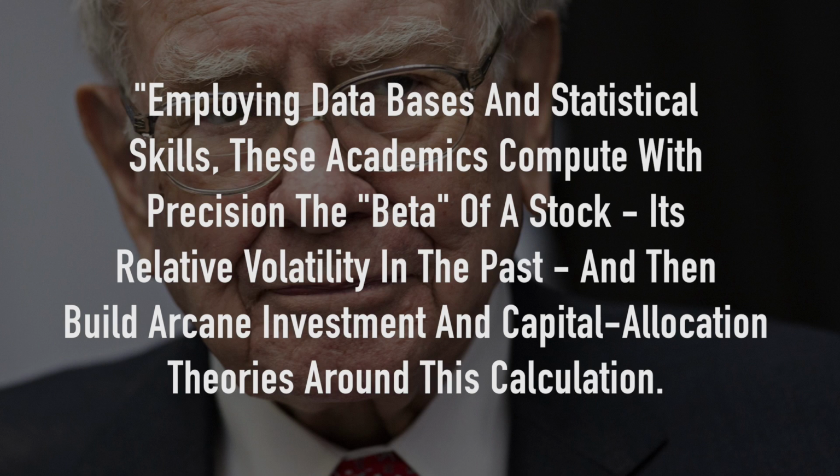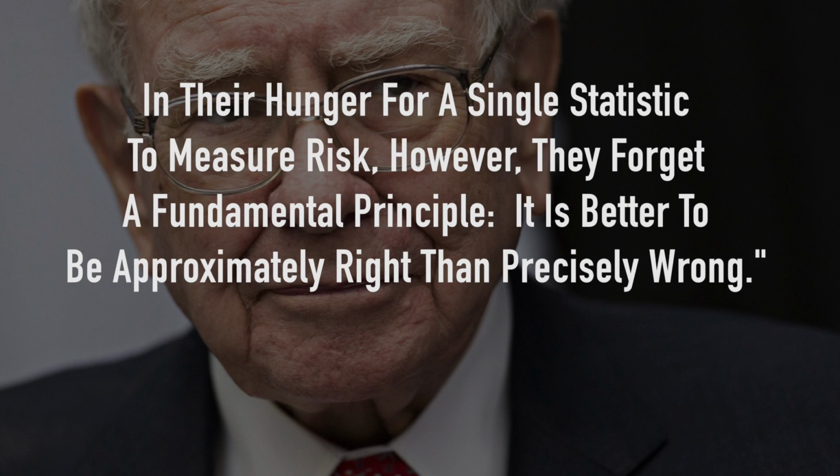Warren Buffett is skeptical of the idea of measuring investment risk with beta. "Employing databases and statistical skills, these academics compute with precision the beta of a stock's relative volatility in the past, and then build arcane investment and capital allocation theories around this calculation." In their hunger for a single statistic to measure risk, however, they forget a fundamental principle. It is better to be approximately right than precisely wrong.